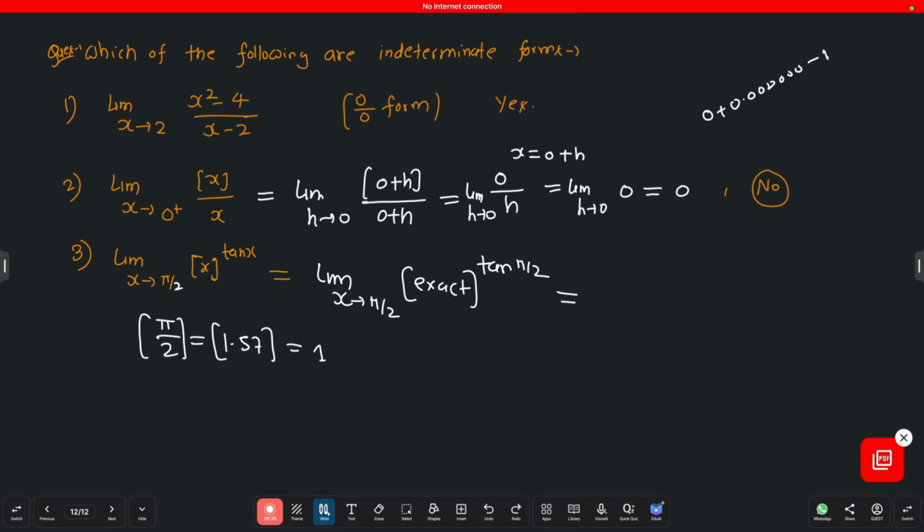And 10x at pi by 2, what is 10 pi by 2? It is infinity. So exact 1 power infinity is 1, because 1 multiplied, exact 1, means 1 multiplied infinite number of times. Answer is 1. So this is also not the indeterminate form. Okay, so the answer is no.